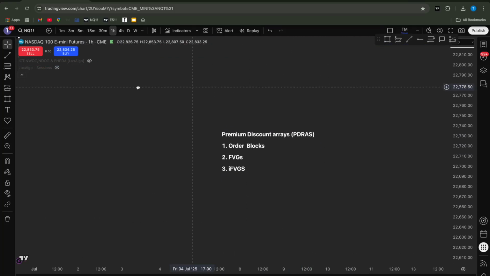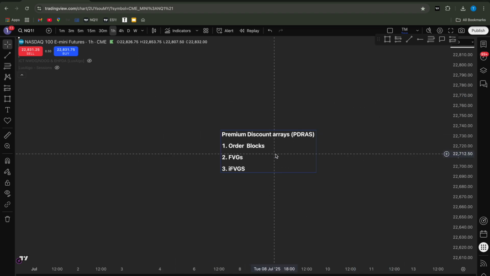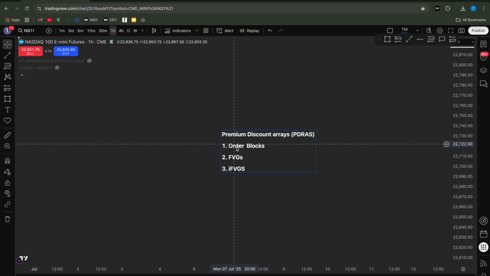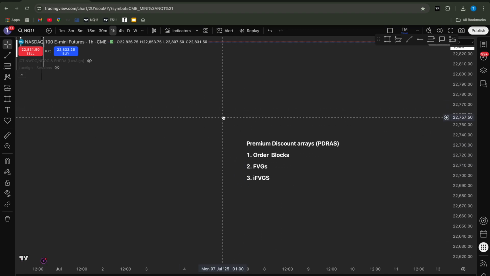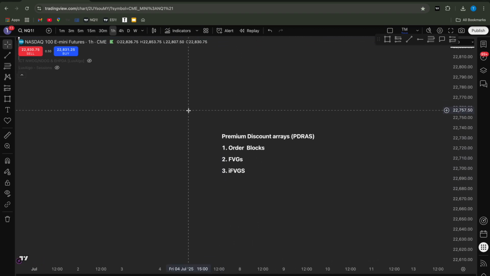All right, hello. Today we are doing episode 5. I think we're doing PD arrays part 2, which is fair value gaps. Last episode we did order blocks, and today we're on fair value gaps. It's essentially a very similar idea.